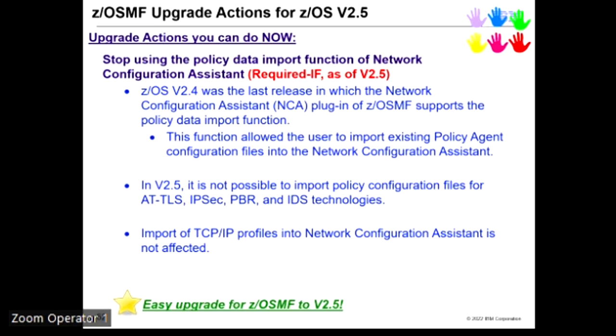Also, I think this is the last one I have for z/OSMF, and that comes from the Network Configuration Assistant. We know that plugin is one of the most popular plugins that we have in z/OSMF because it really helps configure your policy definitions and your TCP/IP stack. For the policy agent configuration files, you have to have them already imported into z/OSMF because you're not going to be able to import them at z/OS 2.5 or beyond. This does not affect the TCP/IP configuration definitions, which are also in the Network Configuration Assistant.